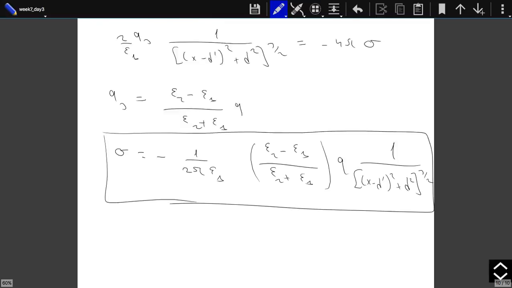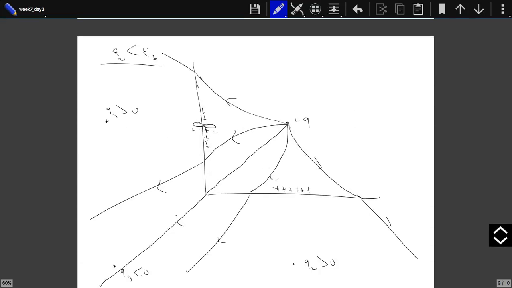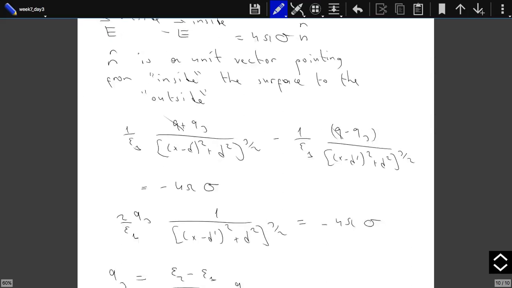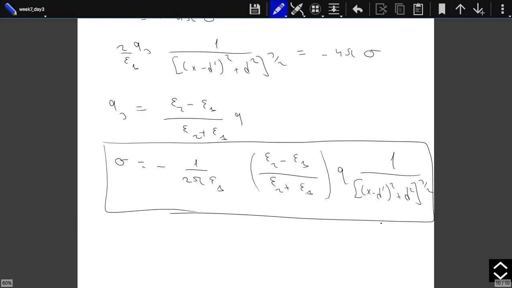And furthermore, we would expect the largest charge density to be straight below the charge at this point. That's where we expect the largest charge density. But that is the point when x is equal to d prime. Well, if you look at our expression, it is largest when x is equal to d prime. And as you go away from x equal to d prime, it just gets smaller and smaller.